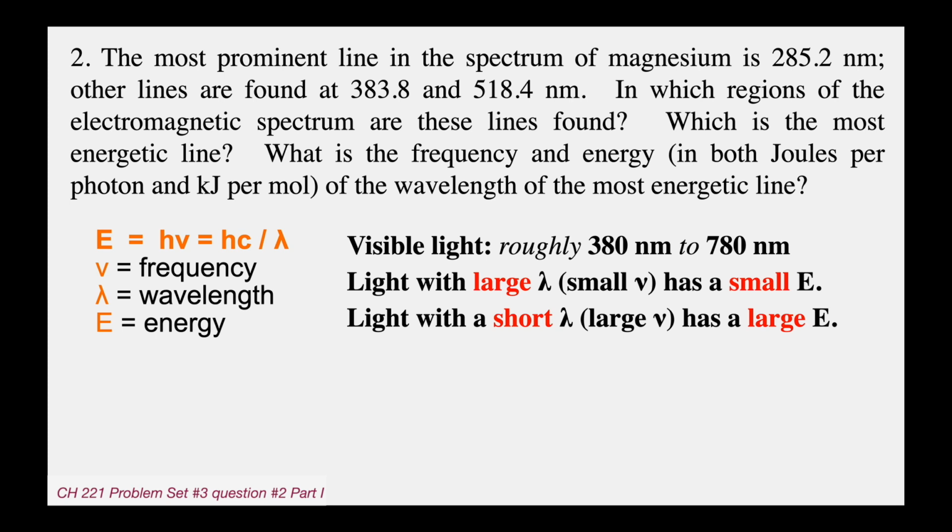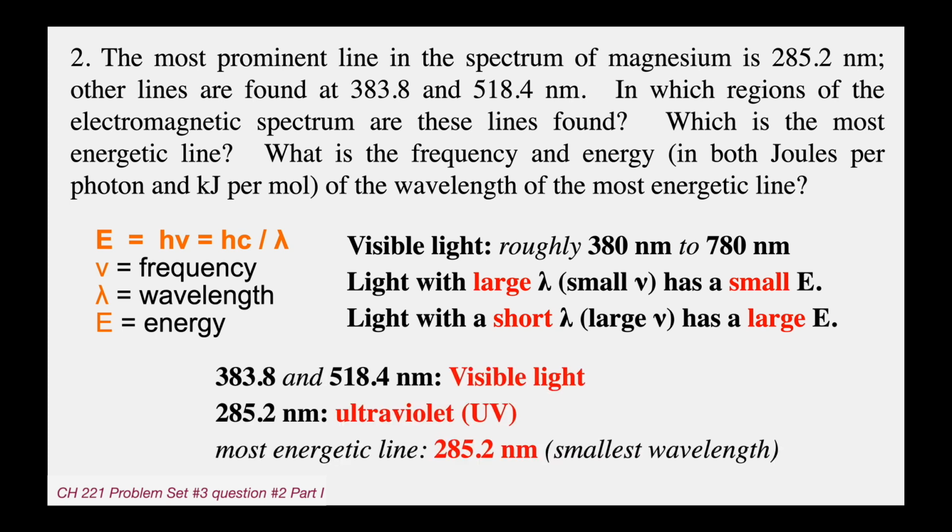All right, but on the other hand, 285 is definitely not. That one's going to be ultraviolet. So for this answer, I would say 383.8 and 518.4 probably visible. 285.2, which is just to the left if you're looking at the last slide, ultraviolet.